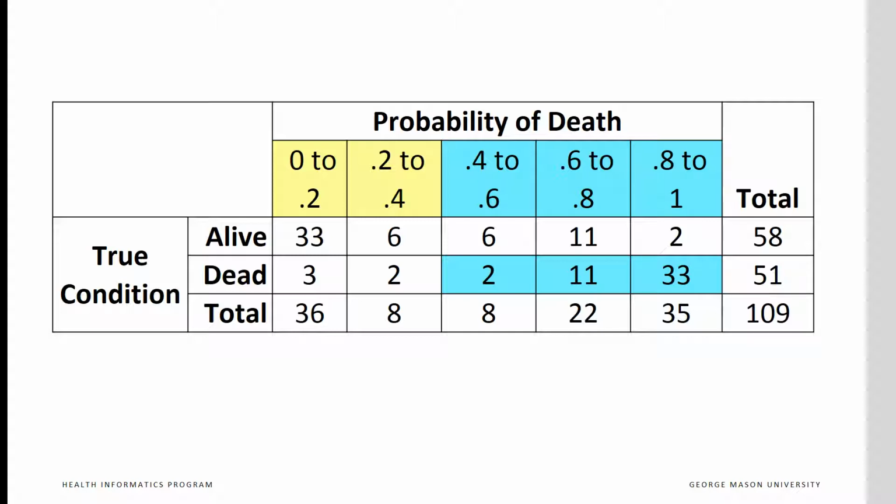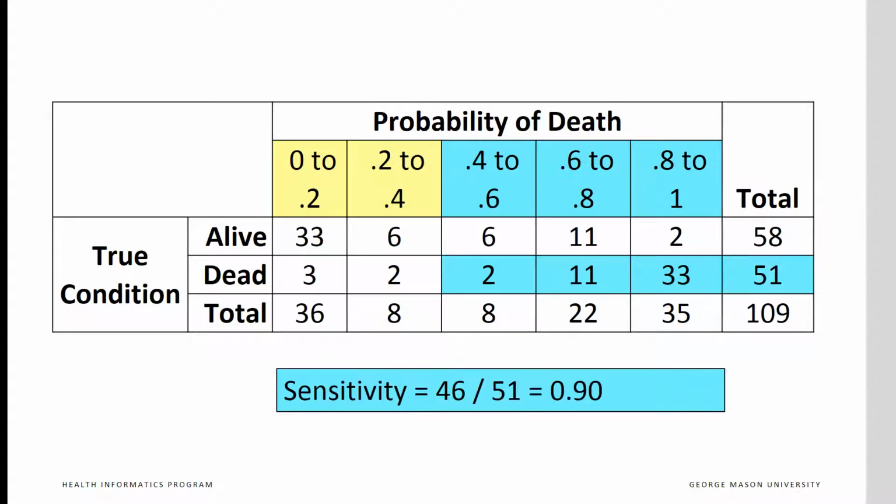There are also 2 plus 11 plus 33, or a total of 46 patients who are predicted to die who actually do die. These 46 people were correctly predicted from a total of 51 patients. The sensitivity, that is the proportion of the dead patients correctly predicted at this cutoff level, was 46 divided by 51, or 0.90.